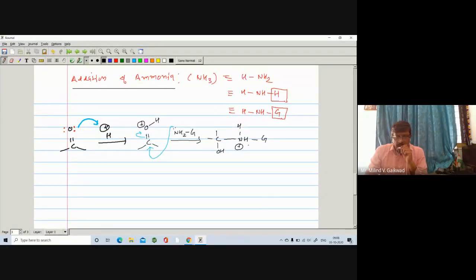So it should undergo removal of H positive. So this will remove here, and you are having C, here is OH, here is an N, here is an H. So there is a removal of H positive, and here is a G.